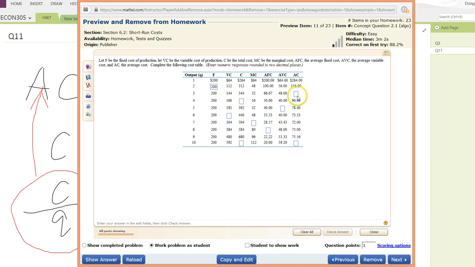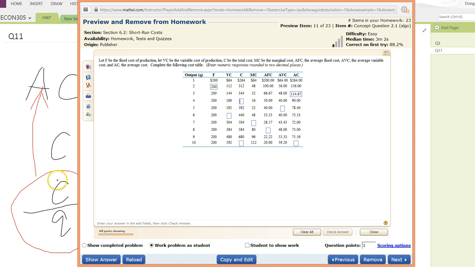So back to the table. Here AFC and AVC are both known, so we just need to sum up these two numbers. So 66.67 plus 48, that's gonna be 114.67. If I'm not wrong, I guess I'm right. And the fourth row, the blank is the total cost.